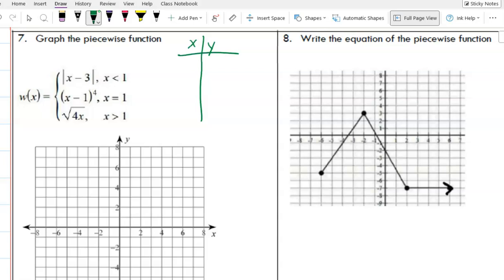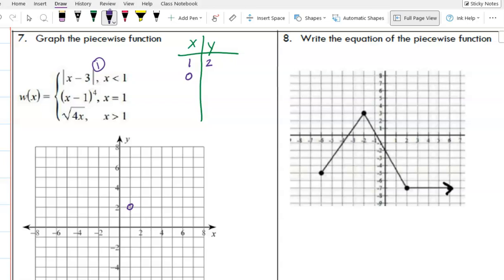You don't have to make a table, okay, but if you don't make a table, then you have to tell me clearly which points you use to graph this. Let's look at the overlap. I'm going to use purple. Overlap is 1. If I put that into the function, I get 1 minus 3, the absolute value of negative 2, so that's 2. Okay, so that's 1, comma 2. So there's my open circle.